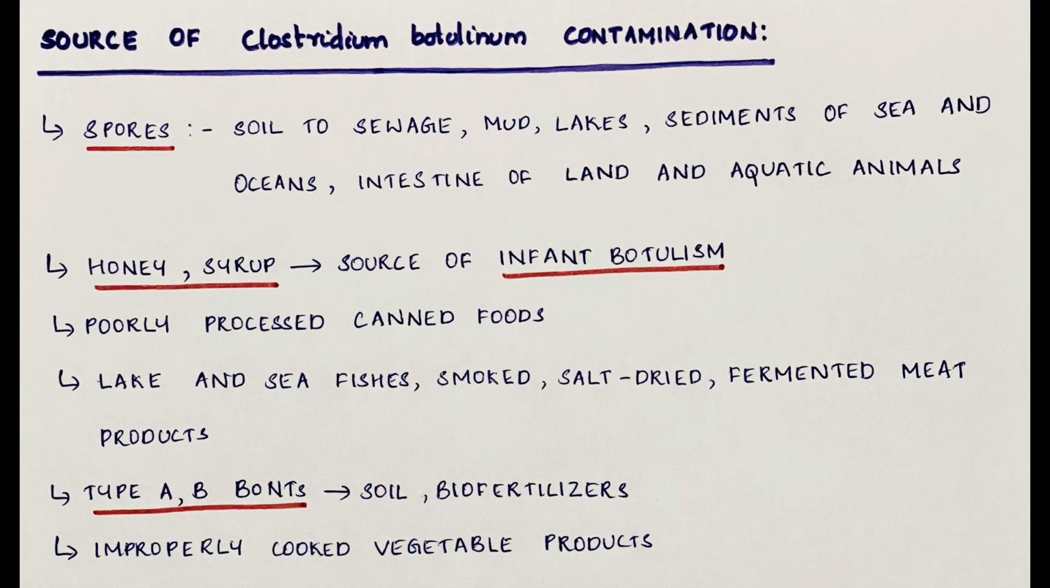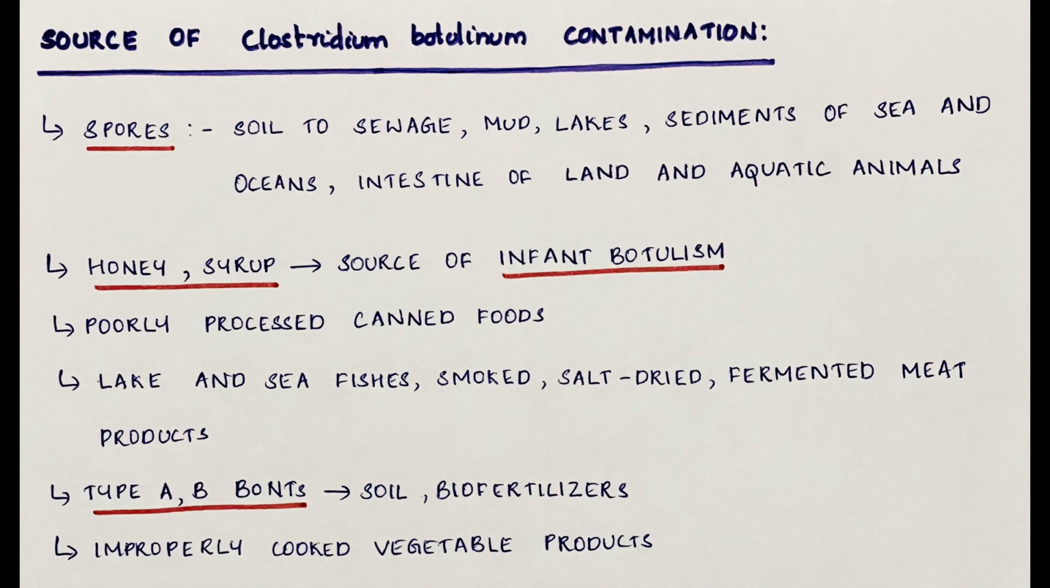Source of Clostridium botulinum contamination. Clostridium botulinum is an anaerobic, spore-forming, gram-positive bacterium, and its spores are widely distributed in the environment from soil to sewage, mud, lakes, sediments of sea and oceans, and it is also found in the intestine of land and aquatic animals. Clostridium botulinum spores contaminating honey and syrup are a major source of infant botulism.